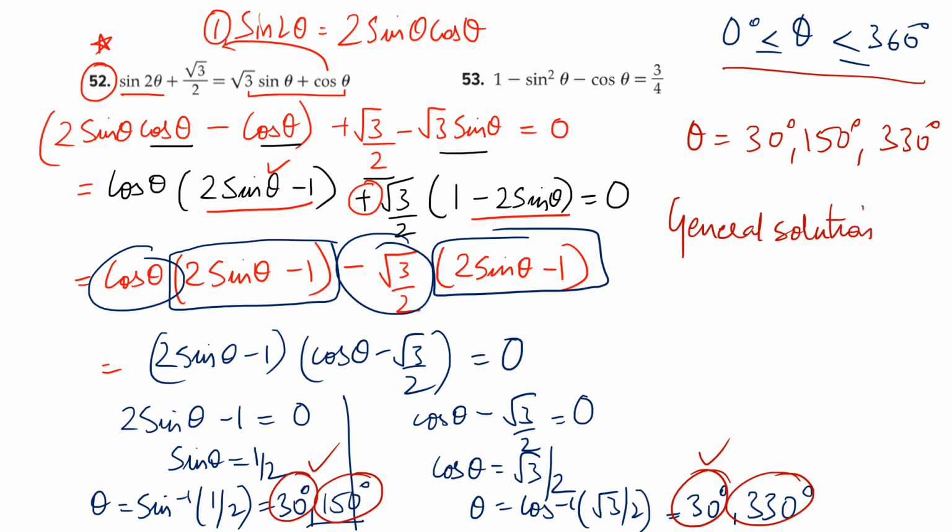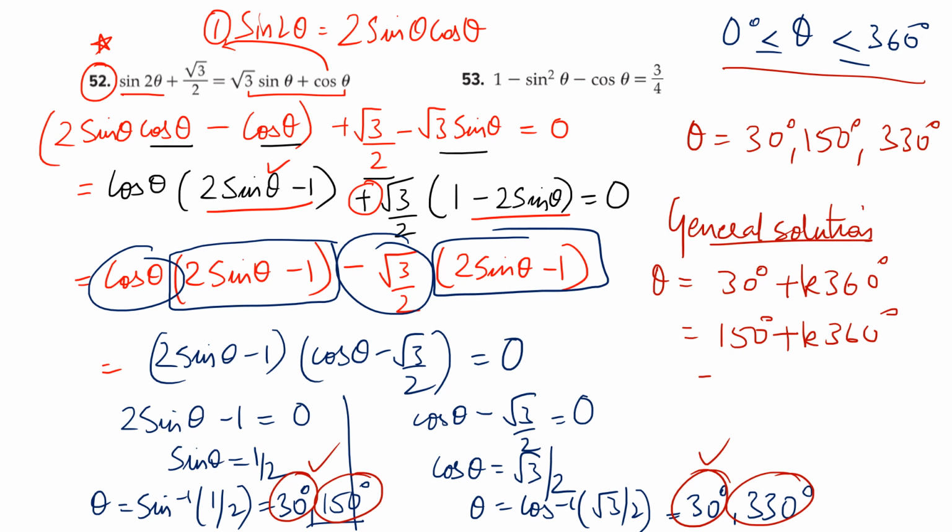By now you know that for the general solution we just add the period, which is 360. So the first general solution is 30 plus k times 360. The second general solution is 150 plus k times 360, and the third and last is 330 plus k times 360. Before I move to the next question, I just want to remind you of one thing.